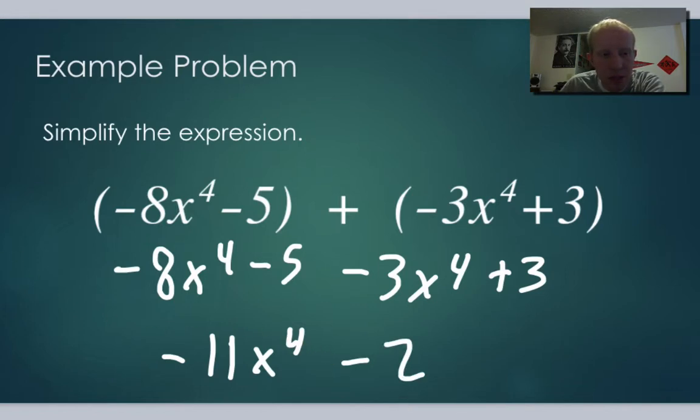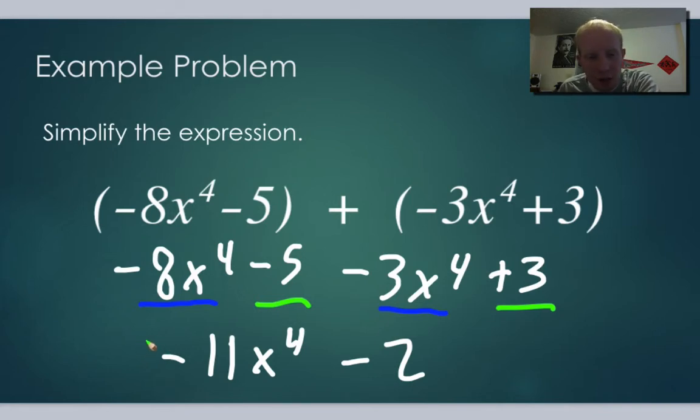So, again, we can think of these guys as like terms right here, and these guys as like terms right there. So we can combine the negative 5 and the 3. We can combine the negative 8x to the 4th and the negative 3x to the 4th, but we cannot combine them together because they are not like terms. So if we simplify this expression, this is what we end up with. So pretty simple.